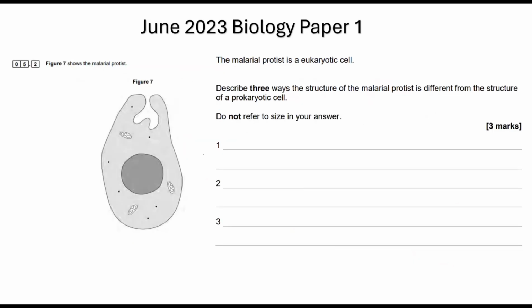Next one. We've got a malarial protist. The malarial protist is a eukaryotic cell. So they already tell you that's a eukaryote. Describe 3 ways in which this eukaryote is different to the prokaryotes. Again, a difference between eukaryotes and prokaryotes. Do not refer to size. So don't talk about whether it's smaller or bigger. So talk about the other ones. For instance, prokaryotes have plasmid DNA, the malarial protist does not. Talk about the other points.